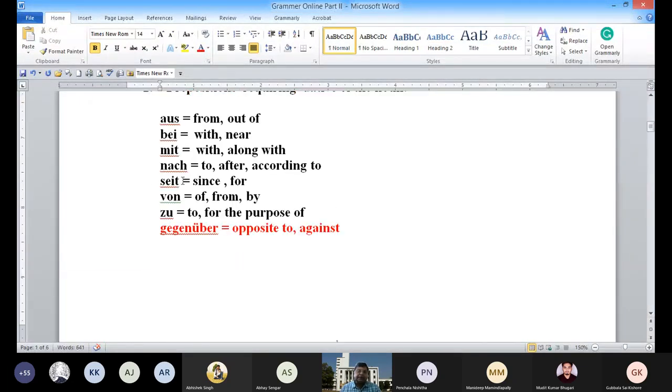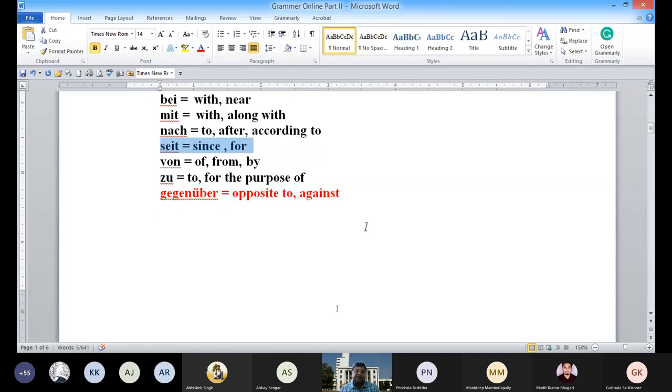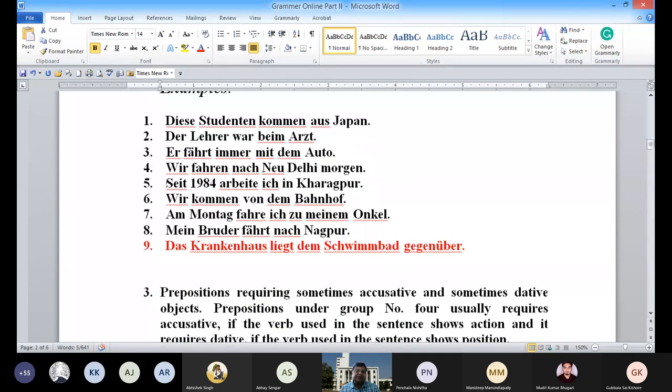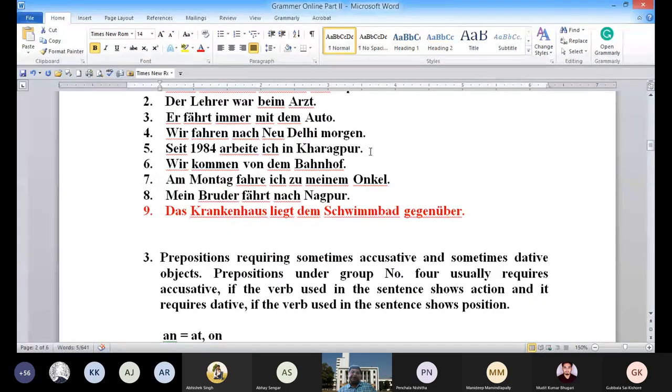Then next is seit. What is the meaning of seit? Since. As you can see here, seit 1984. Ich arbeite seit 1984 in Kharagpur. I am working in Kharagpur, or I have been working in Kharagpur since 1984. So in this case, we shall use seit.